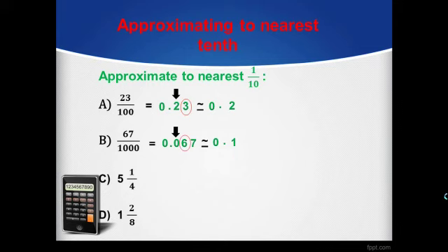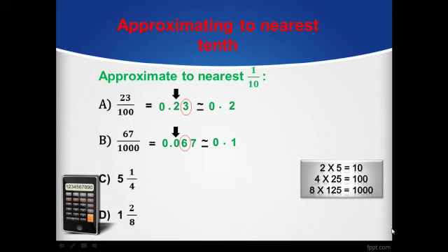Let's move to the next exercise. 5 and 1/4. To approximate it to the nearest 10th, we have to convert it into a decimal number. But the problem here is that the denominator is not 10 or 100 or 1000. It is 4. Thus, it will remind us of the golden numbers.